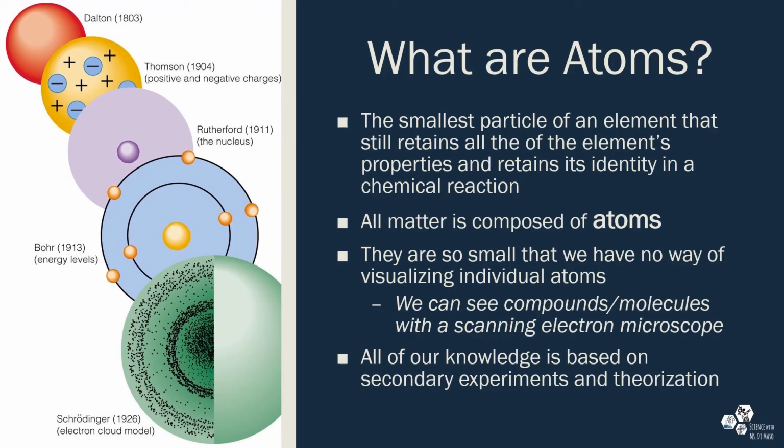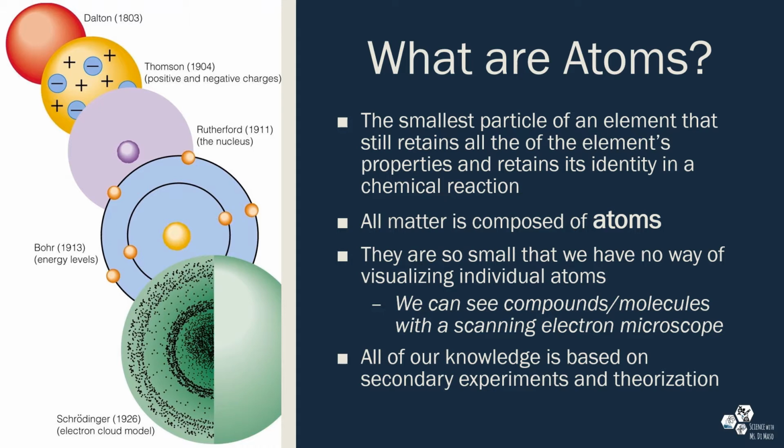So first though, what are atoms? Well, these are the smallest particle of an element that still retains all of the element's properties, and it retains its identity in a chemical reaction. So it's essentially saying, take any element and get it down to the absolute smallest that it can go before it's no longer that element, before it loses all of its properties and its characteristics. So all matter is composed of atoms. All elements are composed of atoms.